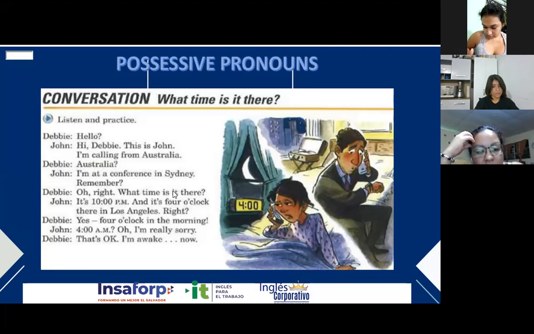What time is it there? ¿Qué hora es ahí? Entonces, cuando ve la palabra there, significa ahí. Entonces, le pregunta, ¿qué hora es ahí? It's 10 p.m., son las 10 p.m. Y entonces le dice, and it's 4 o'clock there in Los Angeles. Ah, son las 4 en punto en Los Ángeles. ¿Cierto? La palabra right. Yes, sí, le dice. 4 a.m., de la mañana. 4 o'clock in the morning. Y entonces le dice John, las 4. Realmente lo siento. I'm really sorry.